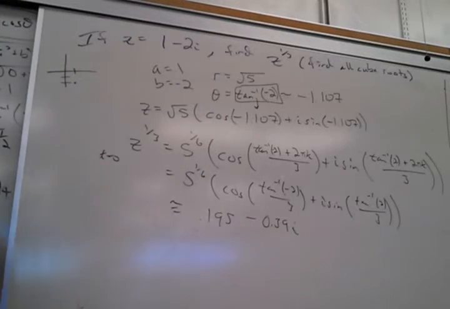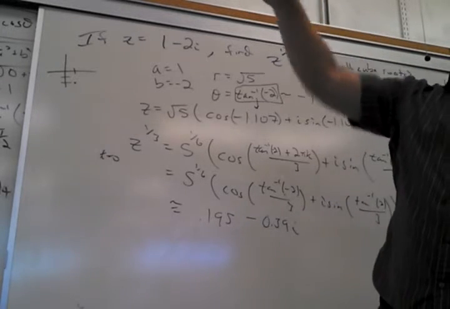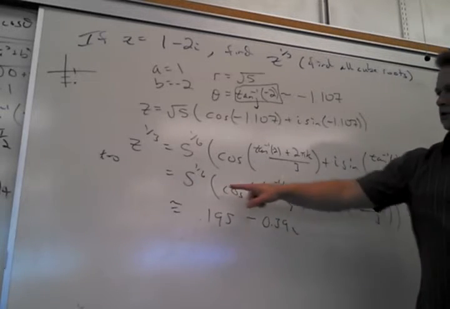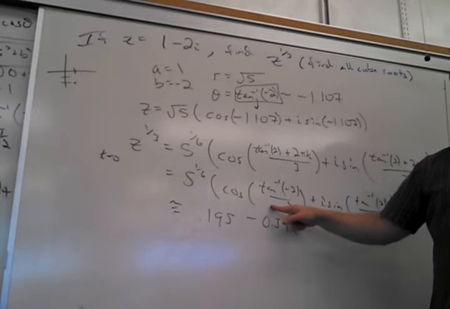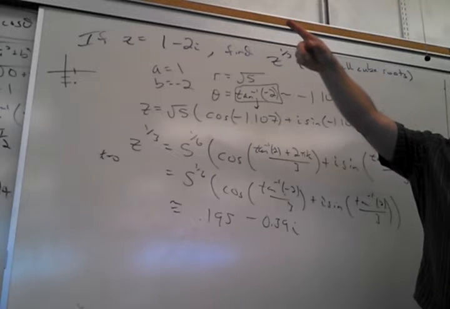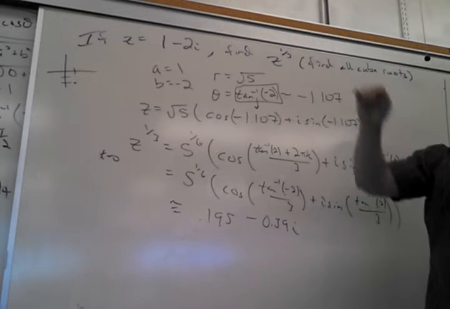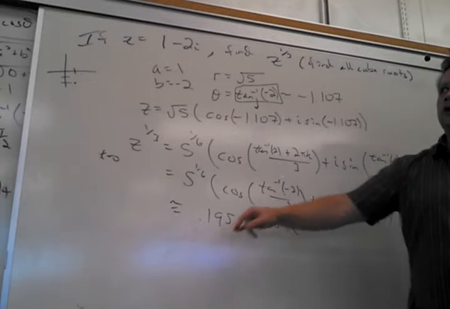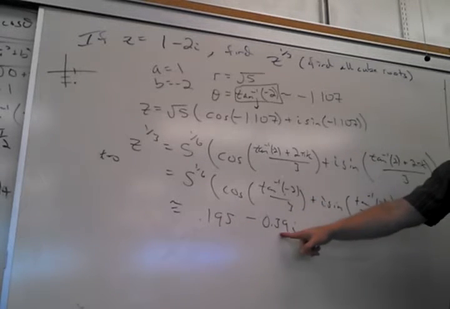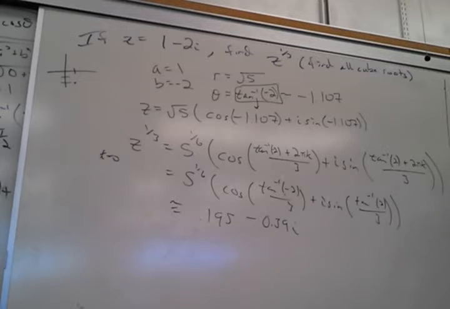That's one possibility. And let me just show you how the I stuff works. When I put this in the calculator, 5 to the 1/6 times this, I got 0.195. Make sure you're in radians, right? So that's where it came from. And then when I put that in there, I got negative 0.39 roughly. You do them separately. Yeah, definitely.